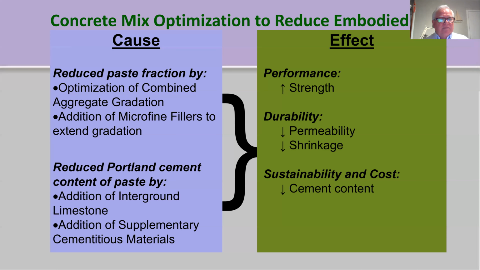So in summary, we can do a bunch of things to reduce the CO2 footprint of concrete. We can reduce the paste fraction by optimizing aggregate gradations. We can even consider adding microfine fillers to extend those gradations. We can reduce the cement clinker component of the paste fraction by adding ground limestone to the cement and adding supplementary cementitious materials. And the net result will be higher strength, lower permeability, lower shrinkage, and improved sustainability.